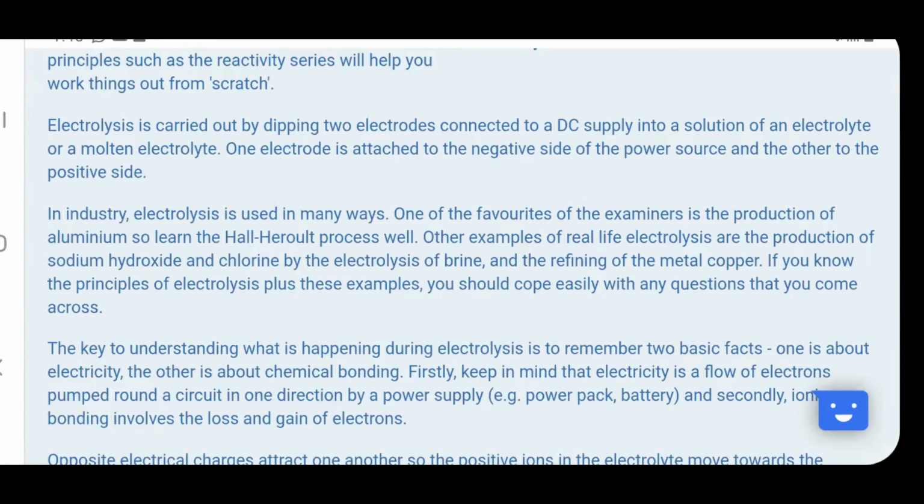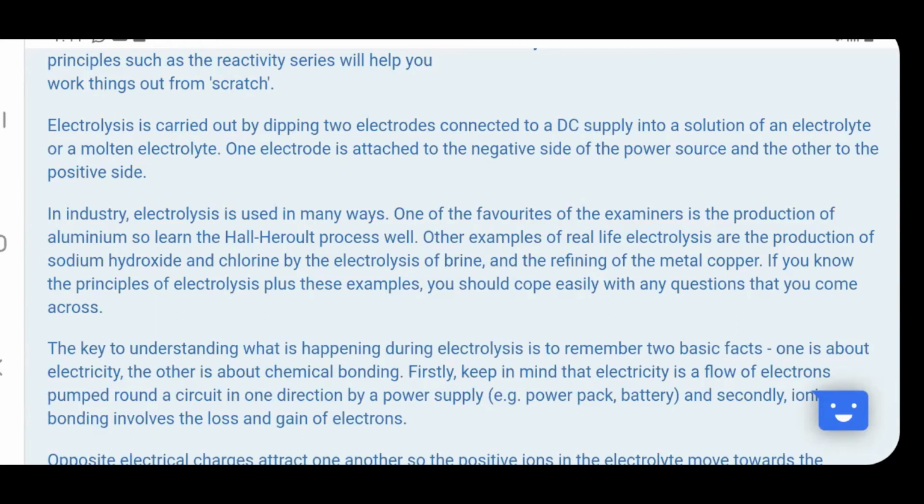In industry, okay, let's go on. In industry, electrolysis is used in many ways. One of the favorites of the examiners is the production of aluminum. Aluminum is a very important element that we have today because it goes into the manufacturing of planes, pots and pans, and all these other things that you need. It is a lightweight material, and it's very durable, right? But let's move on. Aluminum.